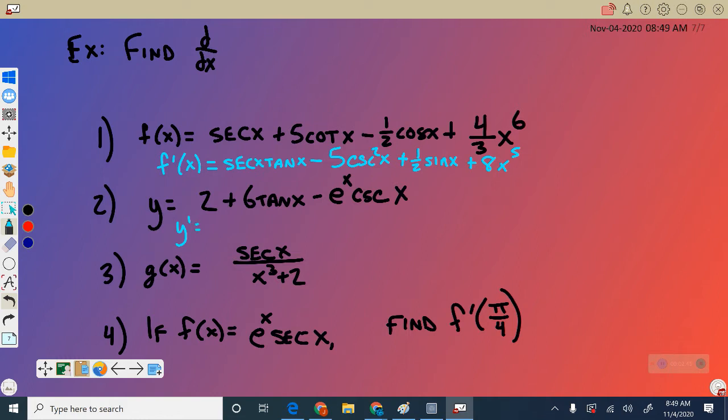Here's one. The derivative of 2 is nothing, that's easy. The derivative of 6 tangent: tangent's derivative is secant squared of x, so keep the 6 in front of it. Now we have minus, and we have a product rule here, so we're going to have 2 things going on. We're going to have the first times the derivative of the second. The derivative of cosecant is negative cosecant cotangent. There we go. Notice the minus became a plus because of the minus and negative. Okay, so that's the first times the derivative of the second, plus the second times the derivative of the first.